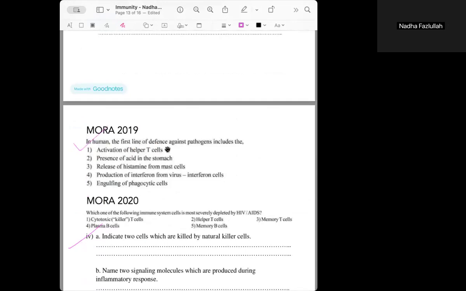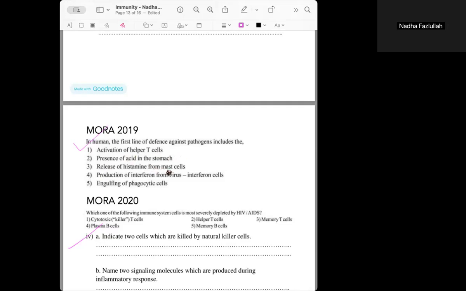In humans, the first line of defense against pathogens includes activation of T helper cells. Did you learn anything like that in the first line? So what is meant by first line? First line means they're talking about the barrier defense. Did you learn anything called T cells or helper T cells in barrier defense? No, it won't be coming then.